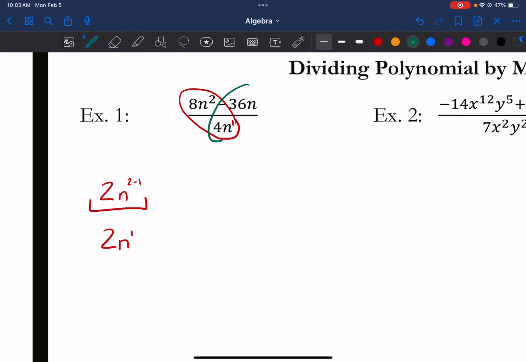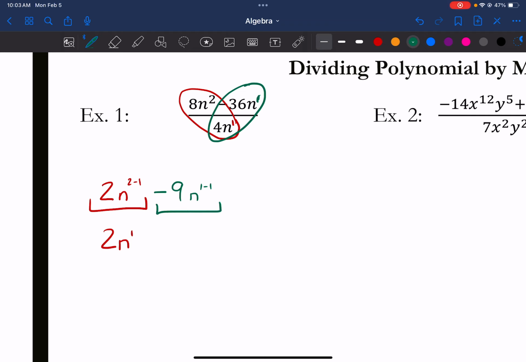And then you want to make sure you do it the other way too, because you want to distribute it to everything, right? When you see a big division sign like this, you want to make sure every single term gets divided by that one. So now we have negative 36n divided by 4n. So negative 36 divided by 4 is negative 9. And this becomes n to the first minus n to the first, right? Because this also has a first.